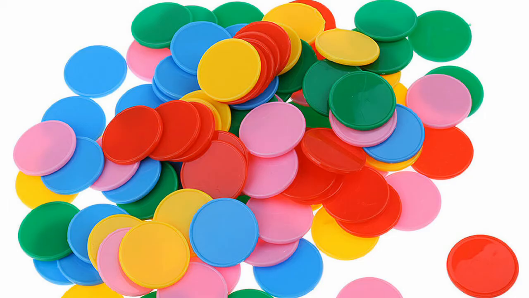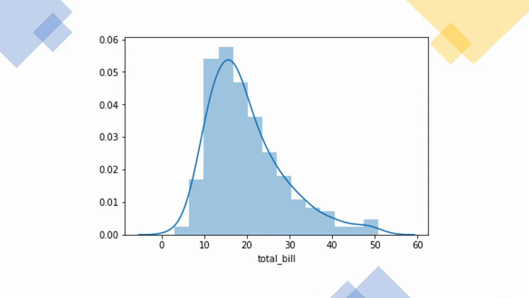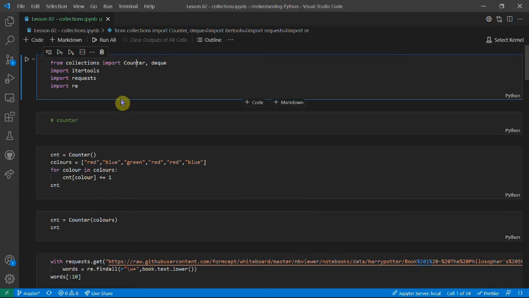And the first one is a counter, which isn't the thing that you play board games with. Instead, it's a kind of histogram thing, and you can see this is one from Seaborn. We're going to start by importing. You can see we've got a counter and a deque, which we'll look at later, and then a couple of other imports. You don't need to install it with pip because it's built into the Python library.